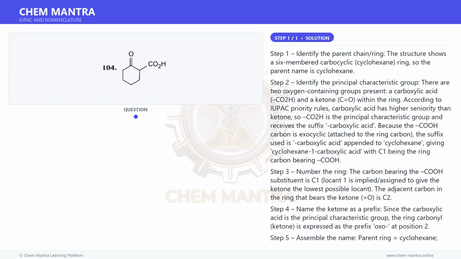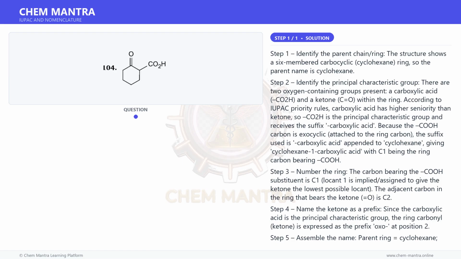Step 2. Identify the principal characteristic group. There are 2 oxygen-containing groups present, a carboxylic acid, CO2H, and a ketone, C=O, within the ring. According to IUPAC priority rules, carboxylic acid has higher seniority than ketone, so CO2H is the principal characteristic group and receives the suffix carboxylic acid.